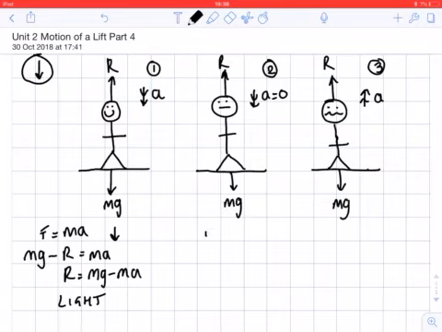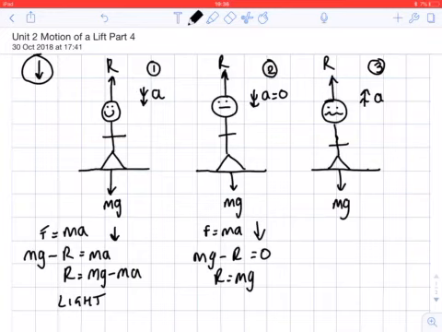If I apply F equals ma to the second situation where the motor has stopped accelerating the lift, it's moving at constant speed now, I have mg minus r is equal to 0 because the acceleration is 0. So rearranging, I get r is equal to mg. So in this situation, the reaction of the lift floor on the person is equal to the person's weight, so effectively the person doesn't feel a thing. That would be the same as the person at the start of the motion where there's no acceleration, there's no motion, they're just waiting for the lift to move.